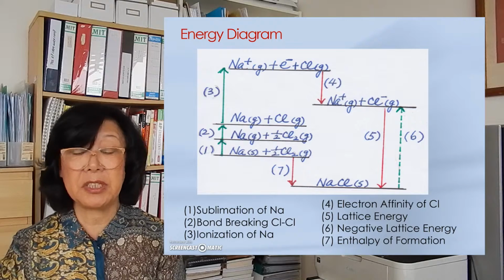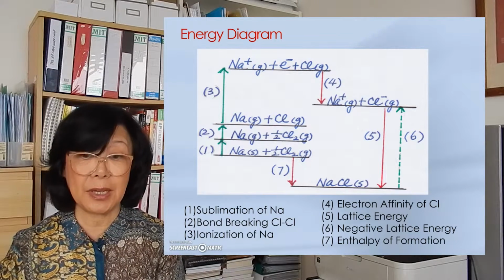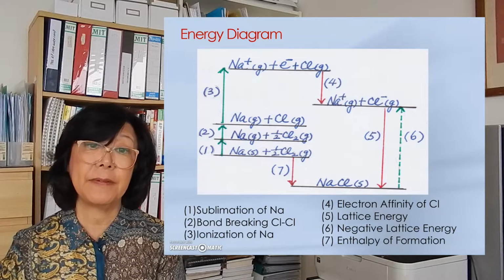And step number 6 is just the reverse of step number 5. And finally, step number 7 will be the net energy, the enthalpy of formation.